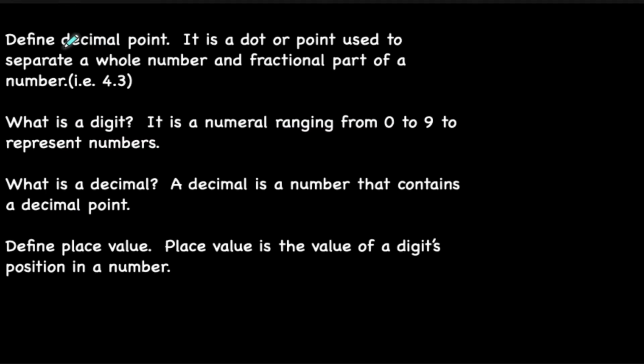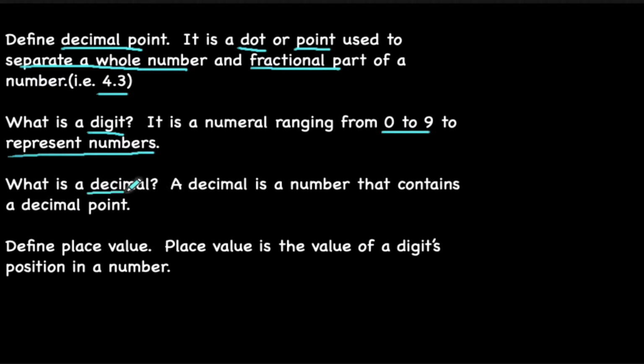So what is a decimal point? A decimal point is a dot or a point that's used to separate a whole number and a fractional part of a number. So if you take a look at 4.3, well, the 3 is the fractional part, whereas the 4 is the whole number part. And what is a digit? Well, a number ranging anywhere from 0 to 9 to represent numbers.